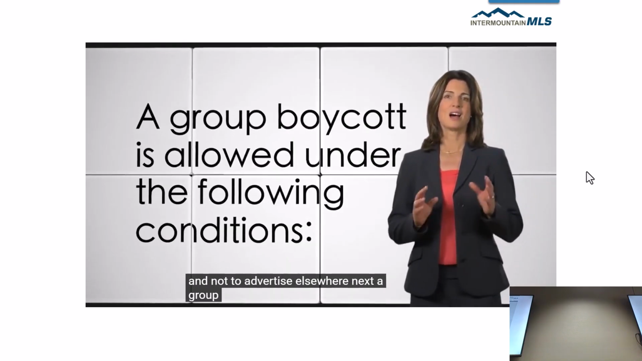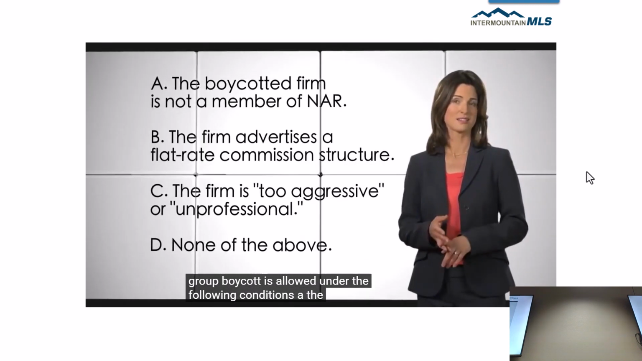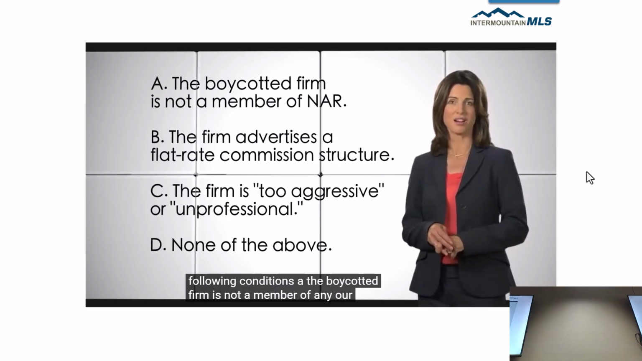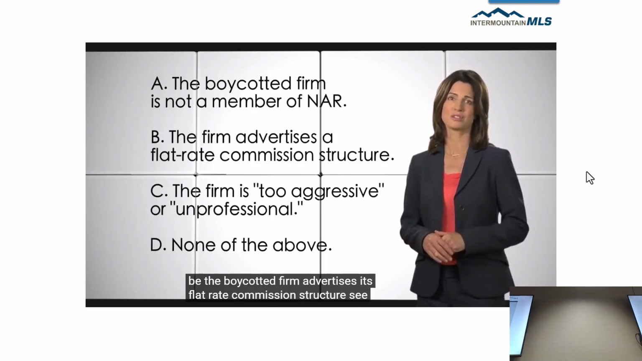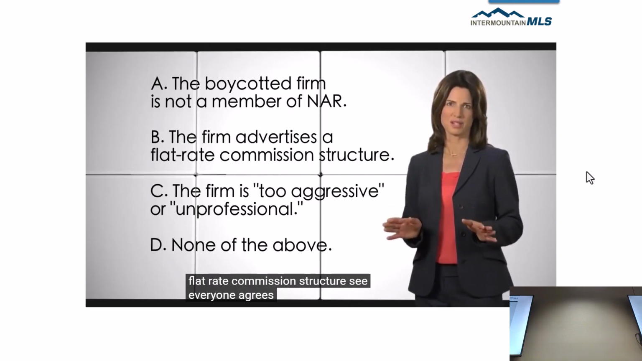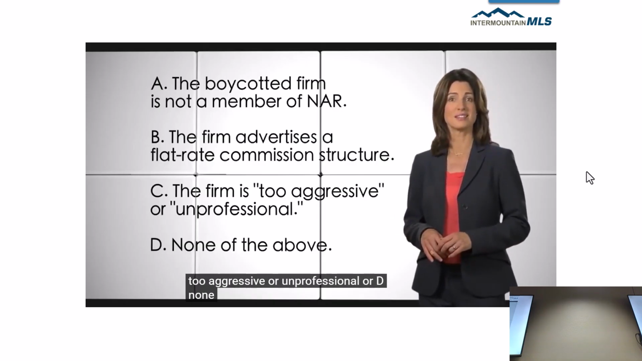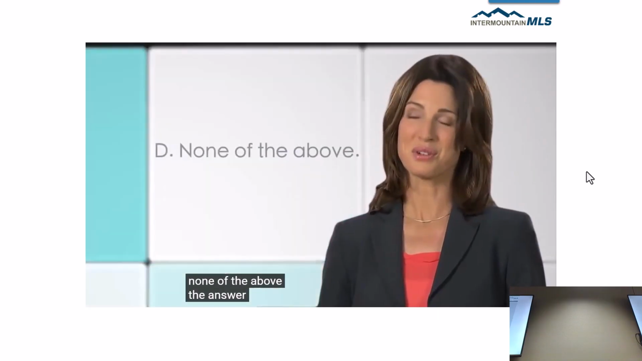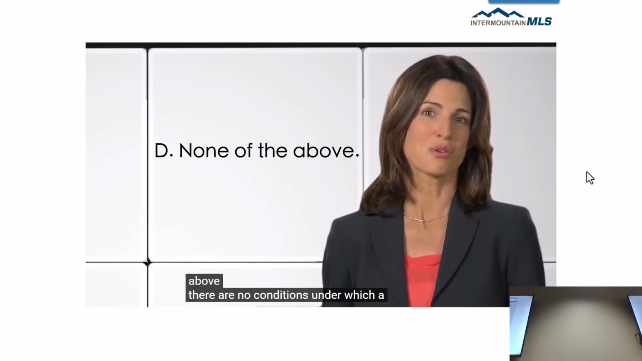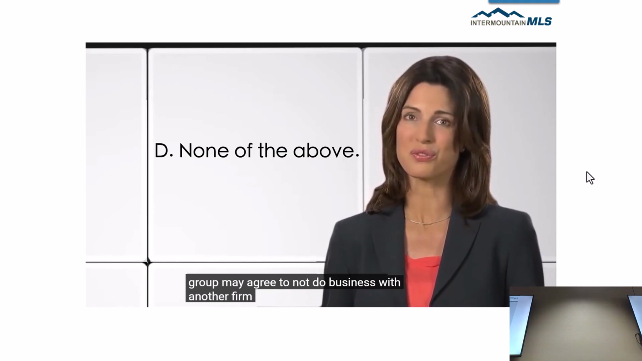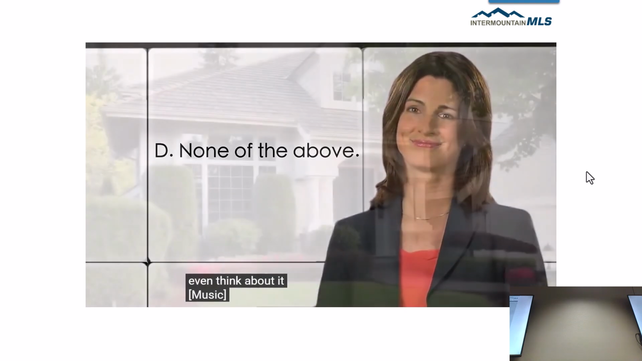Next, a group boycott is allowed under the following conditions. A, the boycotted firm is not a member of NAR. B, the boycotted firm advertises its flat rate commission structure. C, everyone agrees the boycotted firm is too aggressive or unprofessional. Or D, none of the above. The answer, of course, is D, none of the above. There are no conditions under which a group may agree to not do business with another firm under antitrust law. Don't even think about it.